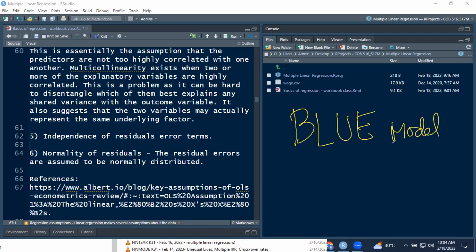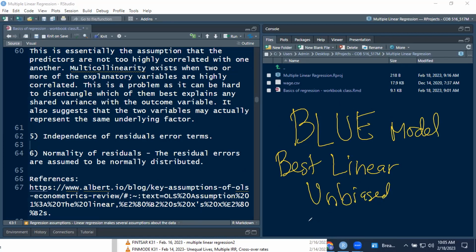Ano yung blue model? If the relationship between x and y are linear, tapos yung residuals natin, constant yung variance, the error terms are normally distributed, okay? So if, let's say, they do not violate these assumptions, then we have a model that's called the best linear unbiased estimators.